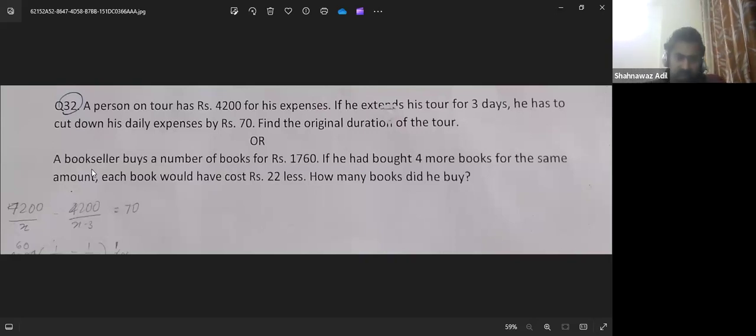This is a linear equation in two variables. A person on tour has 4,200 for his expenses, so he has a total amount. How can I write it? How do I write on this?